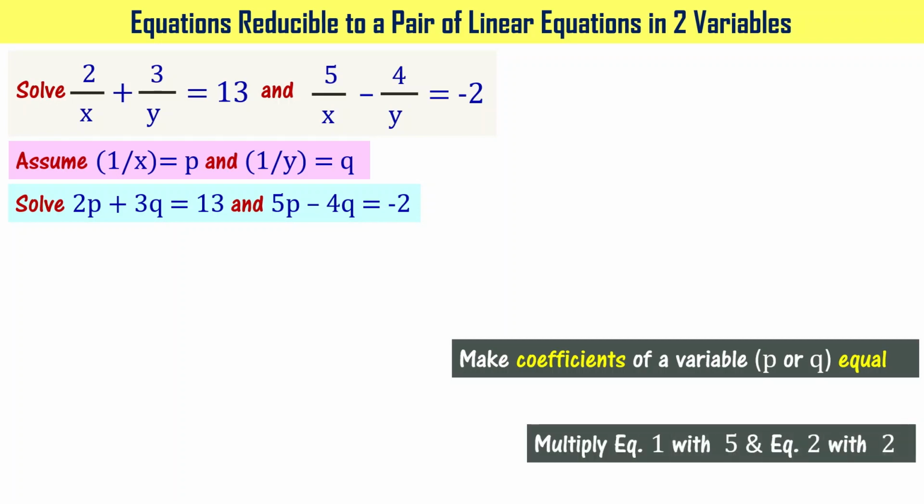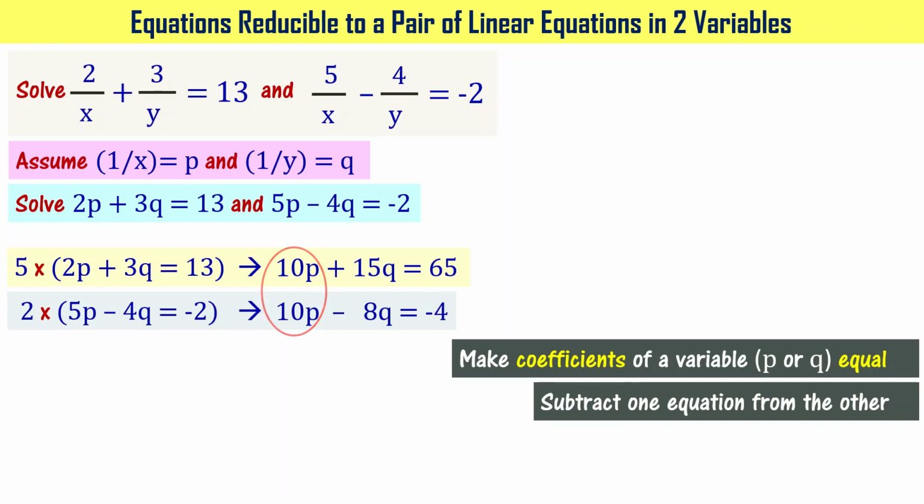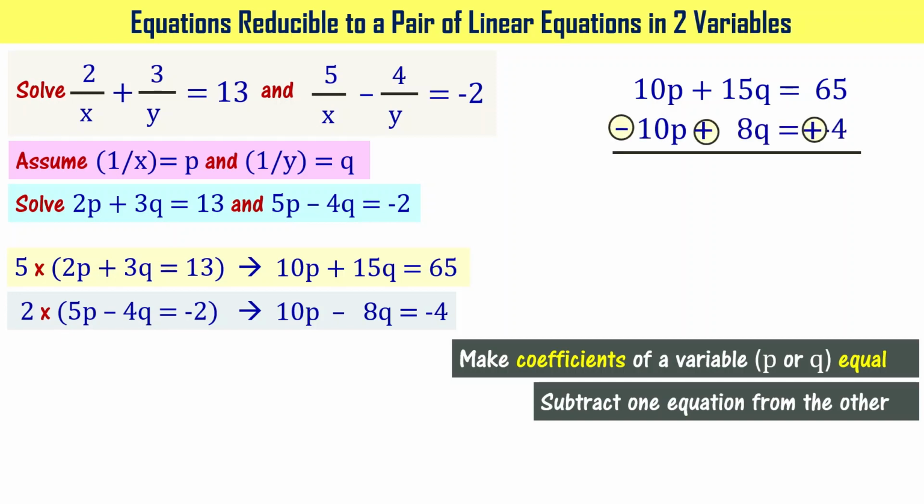For that, let me multiply equation 1 with number 5 and equation 2 with number 2. When you do that, you get the first equation as 10p plus 15q equal to 65, and the second equation as 10p minus 8q equal to minus 4, right? When you observe, the coefficient of p in both the equations is same, that is 10, right? Now we can subtract one equation from the other to eliminate one of the variables, right? When you subtract, what you get is 23q equal to 69. It means q equal to 3, right?